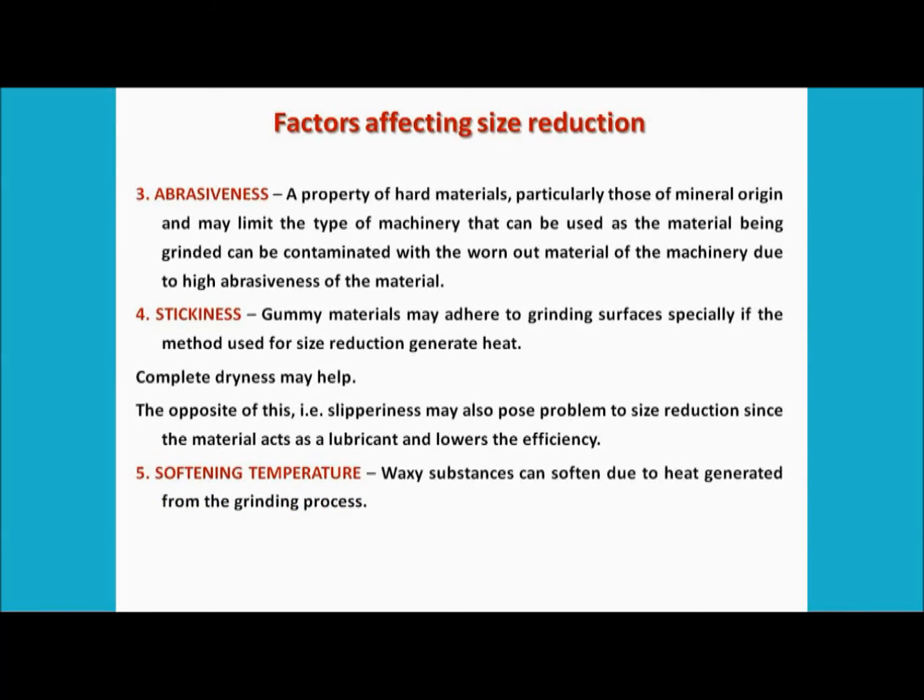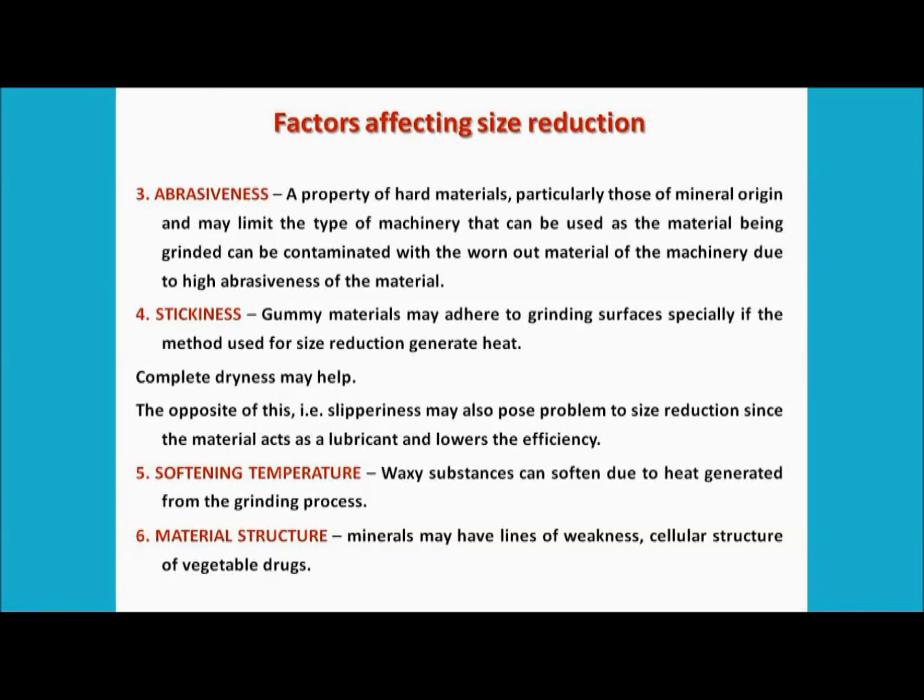The next is the softening temperature. Waxy substances can soften due to the heat generated from the grinding process. So softening temperature is also an important criterion in size reduction, because in the process of size reduction, a huge amount of heat is generated.